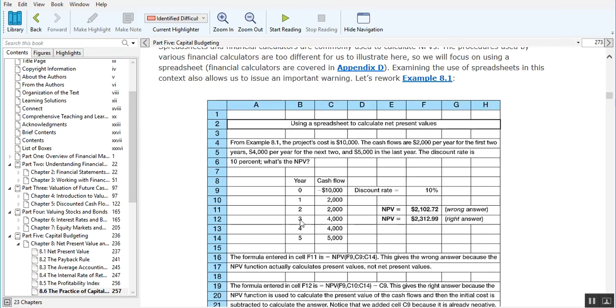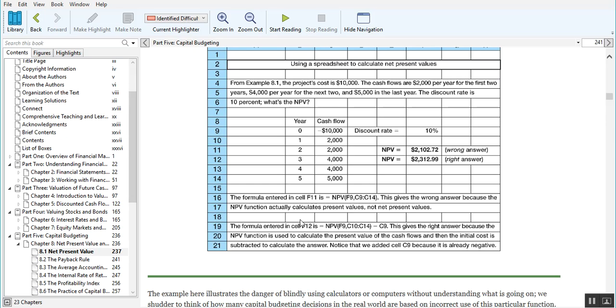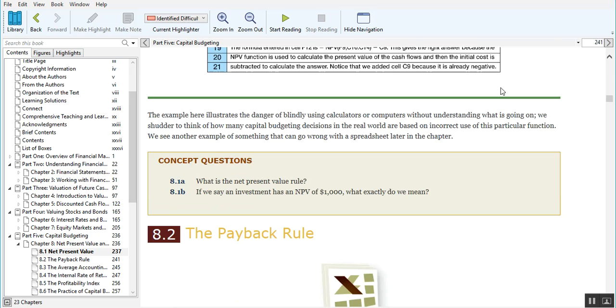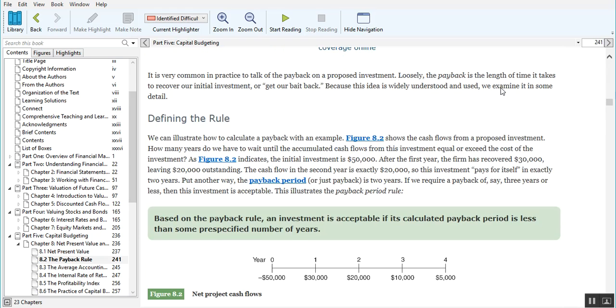Now you can use Excel to calculate net present value and other financial functions, and they just show you that here along with some caution about how you use it. I'm not going to spend a lot of time on that, although I will tell you that I do like to use Excel for a lot of reasons, and financial calculations would be one of them.